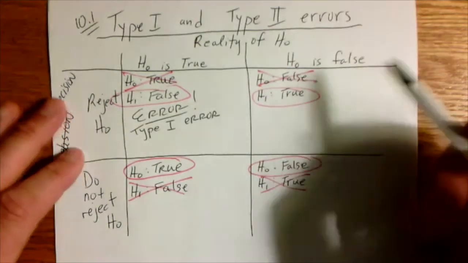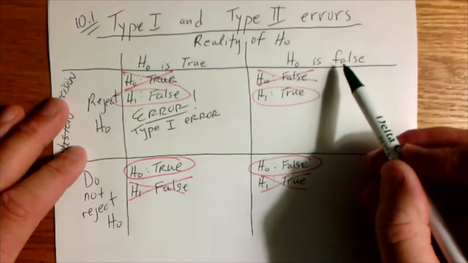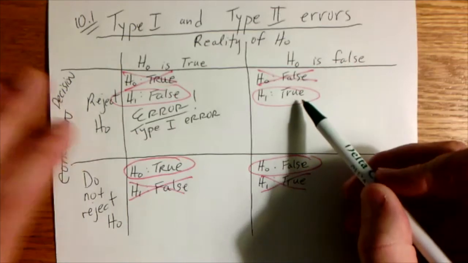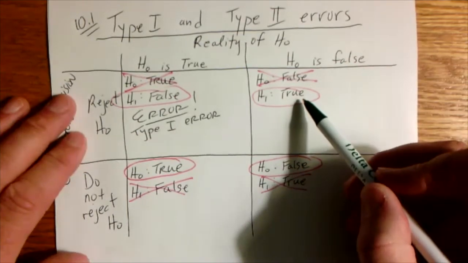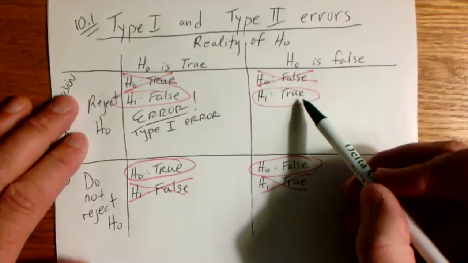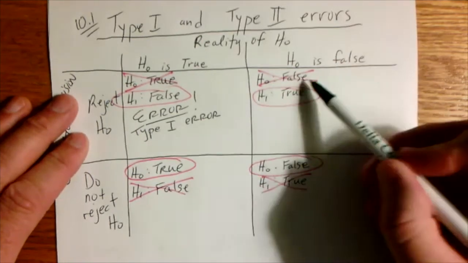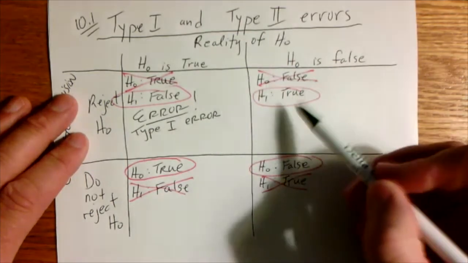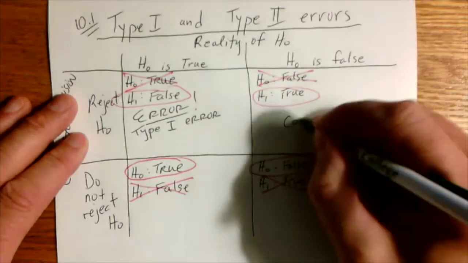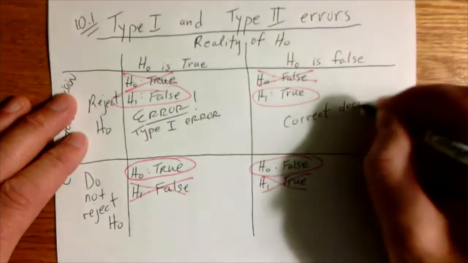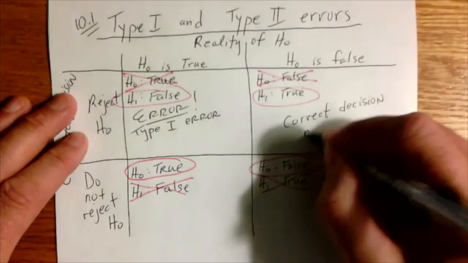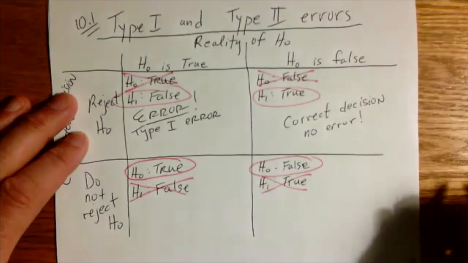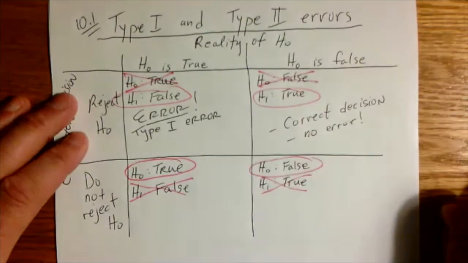Over here, let's say that these two things happened: the null hypothesis was false, which means the alternative was true, and when we took our sample and did our test, we rejected the null hypothesis. So what happened in summary? We rejected a false statement in favor of a true statement. This is the correct decision. No error was found here. This is what we want to happen all the time. Unfortunately, it doesn't always happen that way.